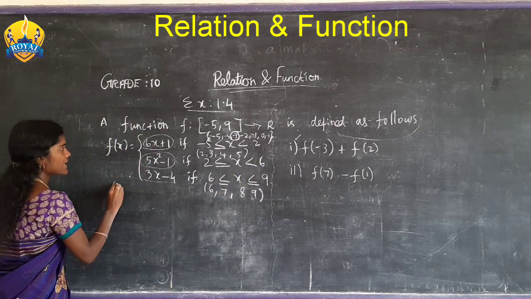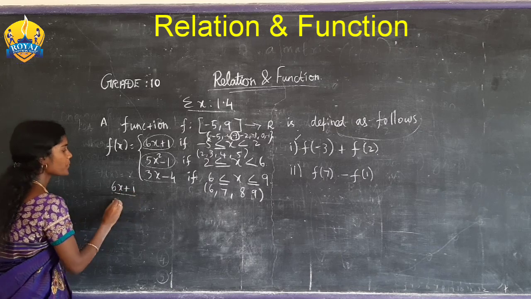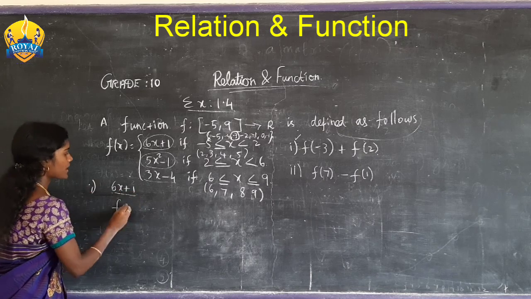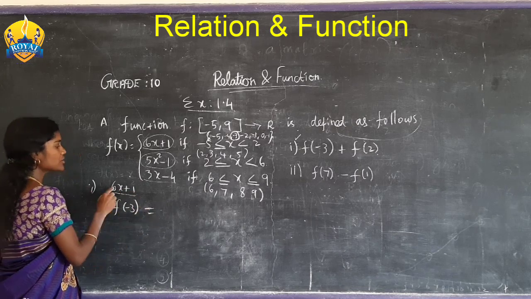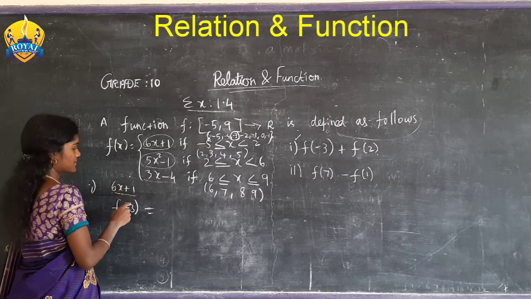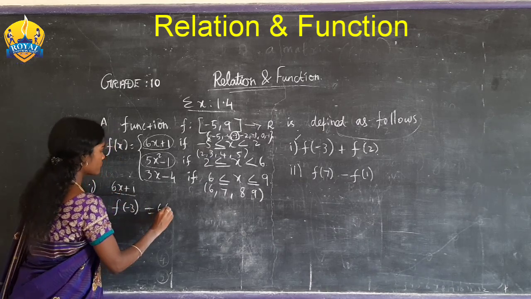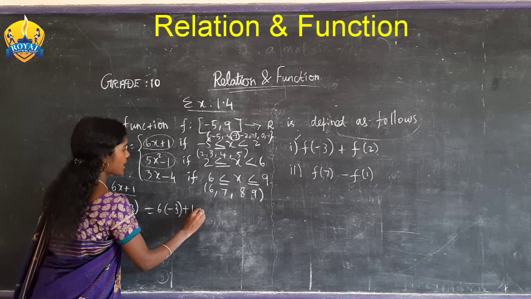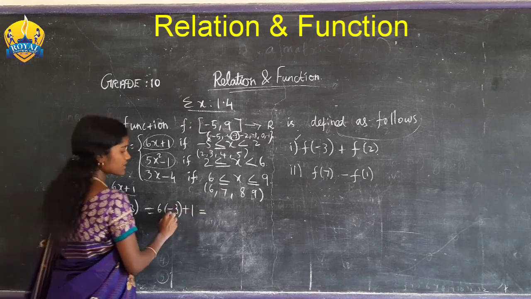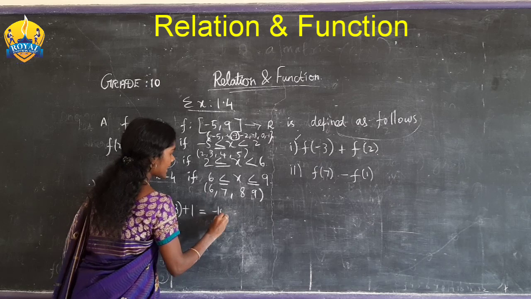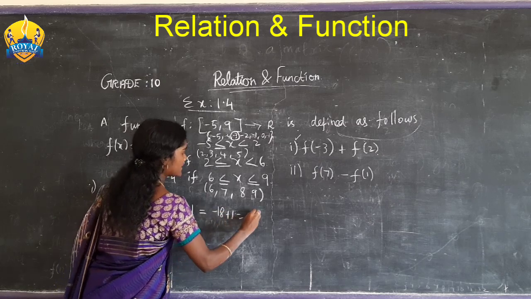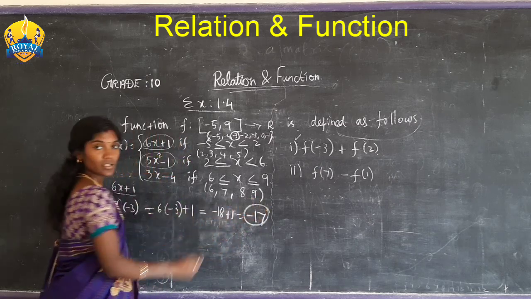The condition is 6x plus 1. So for f of minus 3, write x as minus 3: 6 times minus 3 plus 1. 6 3s are 18, so minus 18 plus 1 means minus 17.